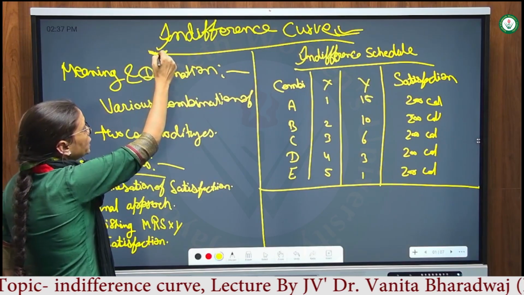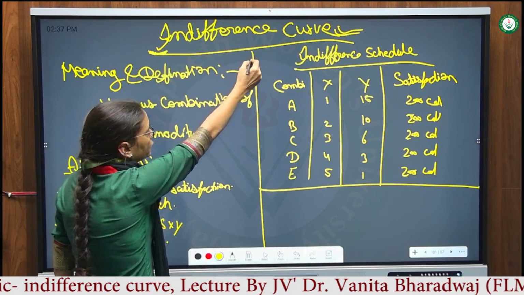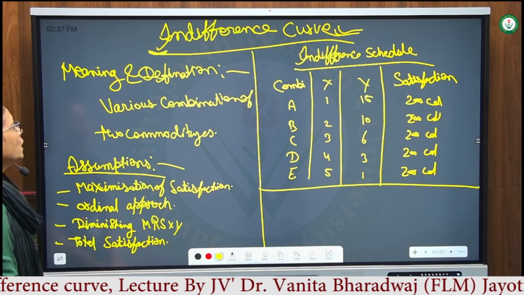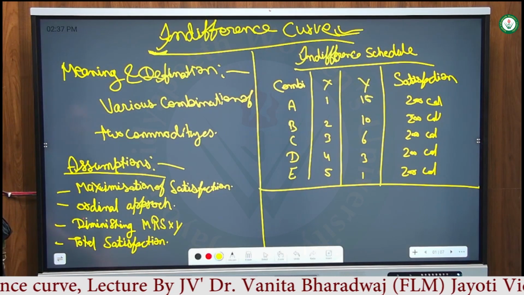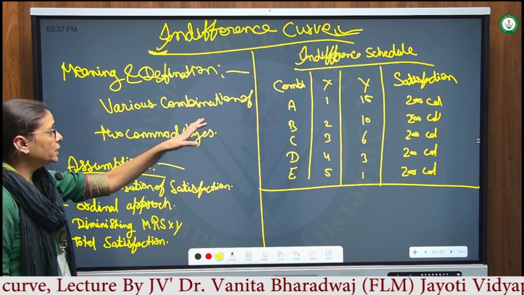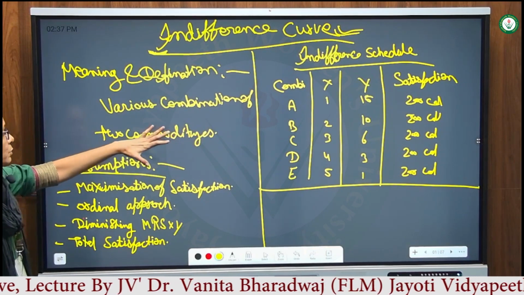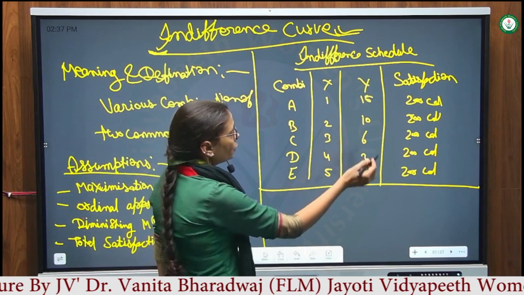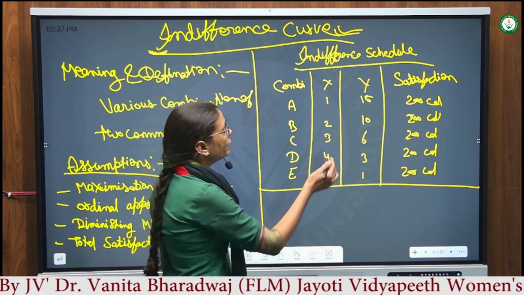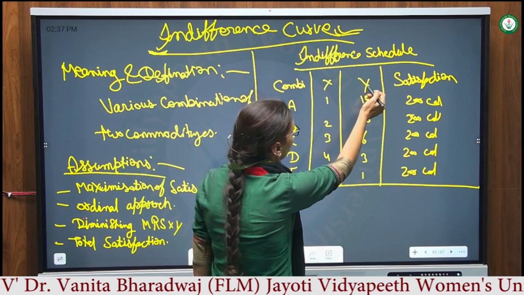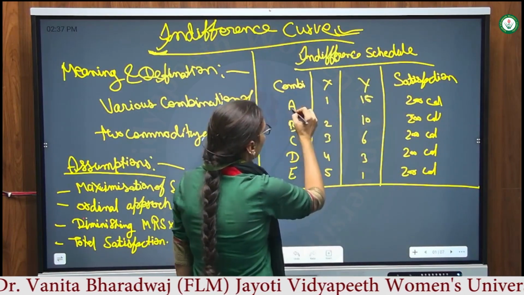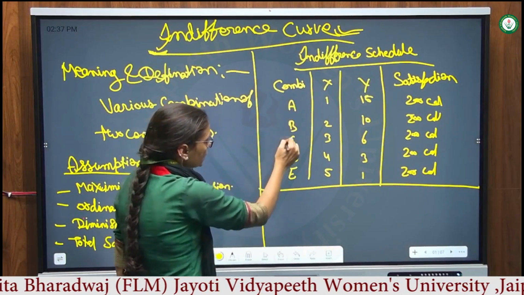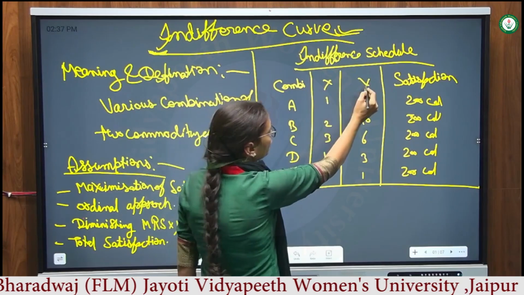Indifference curve theory is totally based on the ordinal approach of utility, in which we study what the indifference curve is. An indifference curve is a combination of two commodities which give the same satisfaction to the consumer. For example, for your understanding, we have two commodities X and Y, and these are combination A, combination B and combination C. These five combinations are developed with two commodities.